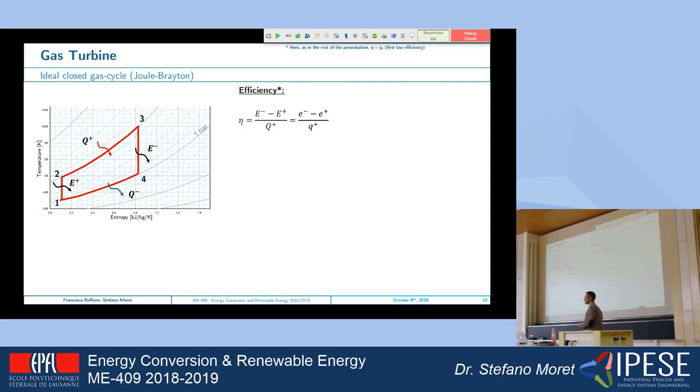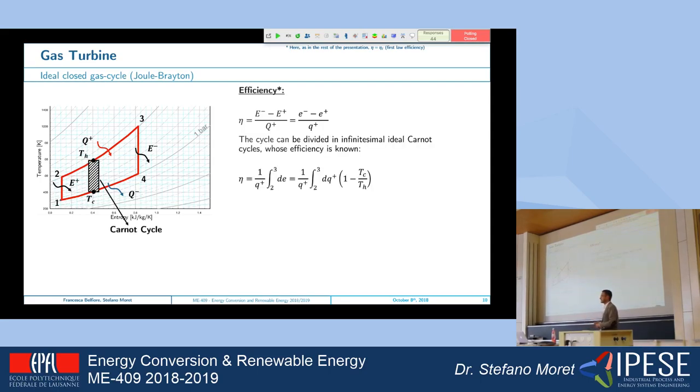Let's derive the efficiency of this cycle. The efficiency, if you remember, is the net amount of work that we produce over the heat that we input in the system. Here we can demonstrate that, if you remember from the thermodynamics lecture, when we have an ideal cycle, we can decompose it into an infinite amount of very small Carnot cycles working between the different temperatures that we have. So we can divide this cycle into very small Carnot cycles, and we can calculate the total efficiency using this formula. For each of the small cycles, the amount of work produced is equal to the amount of heat that we have in input multiplied by this factor, which, if you remember, is the maximum efficiency we can obtain from a cycle, the Carnot factor. So for each of these small ideal cycles, we can apply this formula and we can integrate.